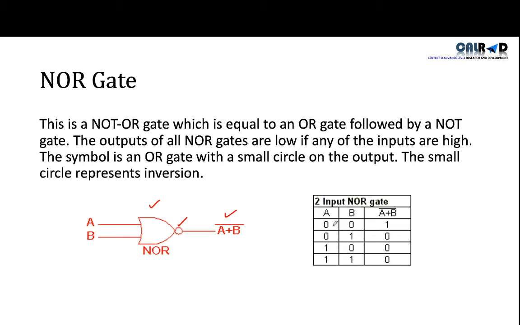Let's start. Here both inputs are 0, no 1 input, so the output is 1. Here 0 1, so at least one 1 input is there and the output will be 0. Here also at least one input is 1 and the output is 0. Here also at least one input is 1, so the output is 0. So this is the functionality of a NOR gate.